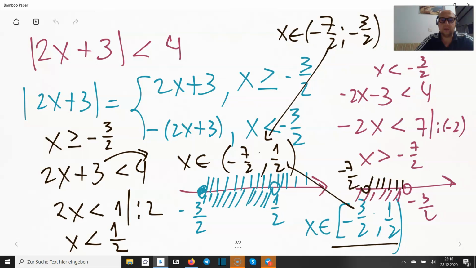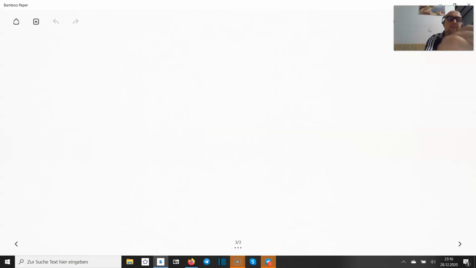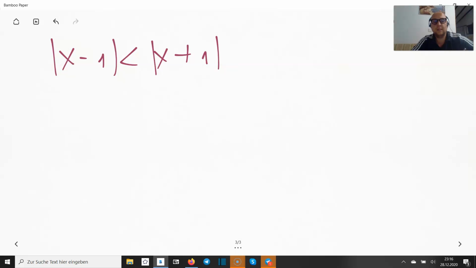All right, and now the last one would be a solution. Let's say we have, well, the absolute value of x minus 1, I think, should be less than, let's say, the absolute value of x plus 1. Now we have two absolute values, so it's a little bit, I wouldn't say tricky, but we have to consider a bit more. So we have to check more cases, and this is how we start.